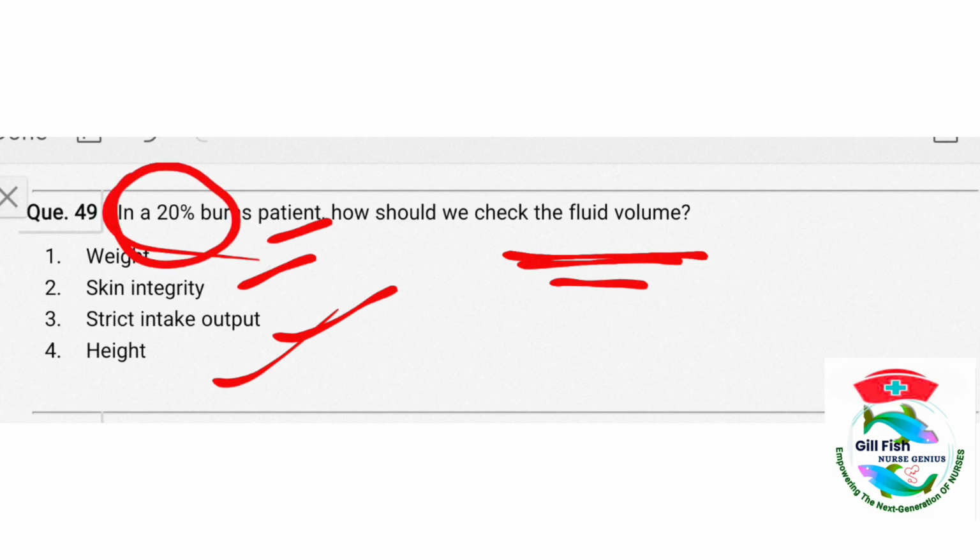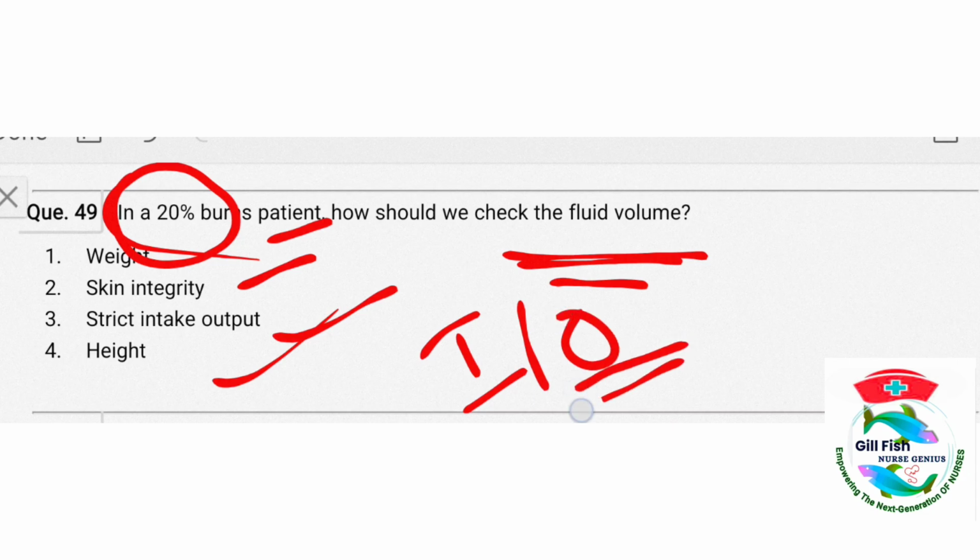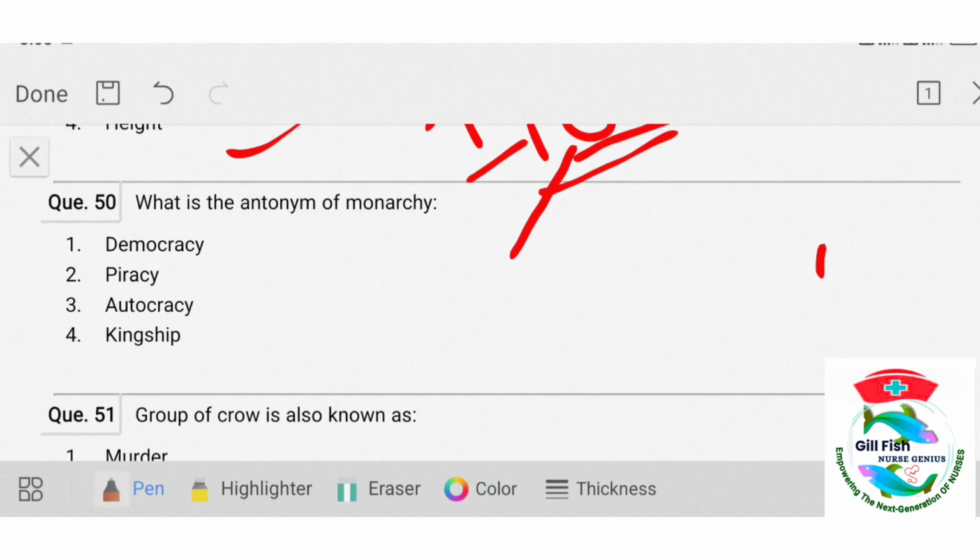That is 20% burns. That means a strict IO chart should be followed for the patient. Okay, fine. At last, what is the antonym for monarchy? Option 1, democracy; option 2, PRC; option 3, autocracy; option 4, kingship.